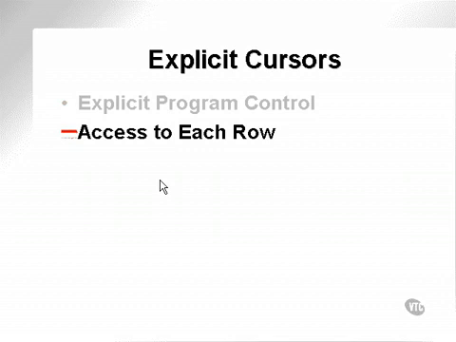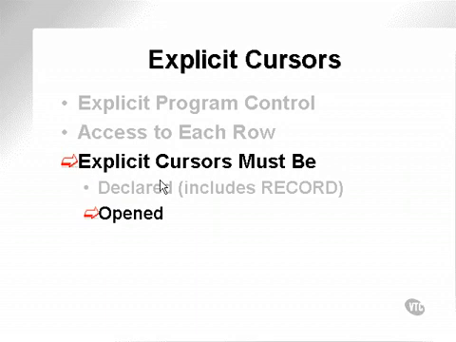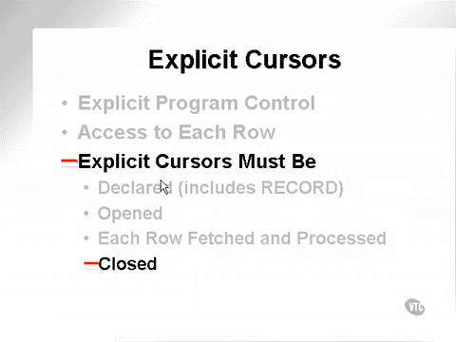Explicit cursors have certain requirements that the programmer is required to do in PL/SQL. Explicit cursors must be, firstly, declared, they have to be opened, each row must be fetched and processed row by row, and finally, when an explicit cursor is finished with, it must be closed. If an explicit cursor is not closed, eventually cursor limits will build up on the database, causing problems for the database administrator and ultimately performance problems.